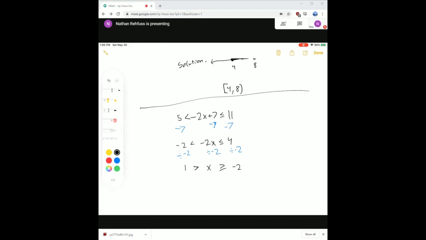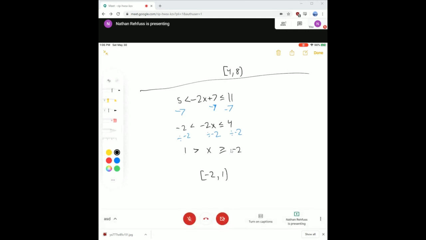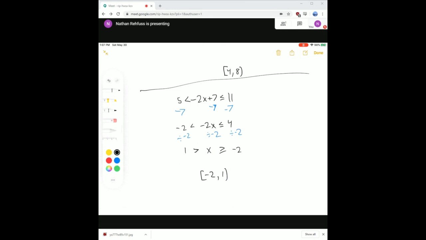So for our solution set, I could write it has to be at least as big as negative 2, so that gets a bracket. And it can't be any bigger than 1, so that gets a parenthesis. I get brackets from equals bars. I get parentheses from strict inequalities. So that's how we handle a 3-part inequality. It's not so bad, is it? Let's do one more just to be sure.